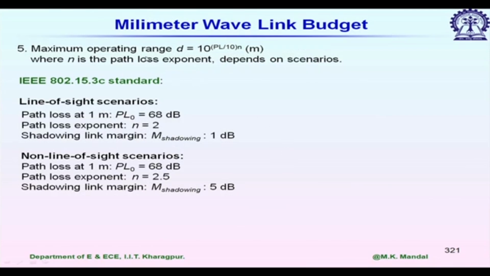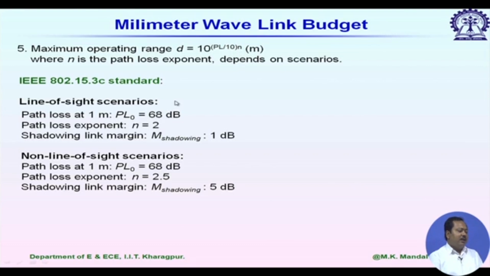Then the maximum operating range D can be given by 10 to the power PL divided by 10n, where n is the path loss exponent. So, for the ideal case in free space n is equal to 2, but for an indoor model n varies from room to room. We have to use some experimentally fit value for small n.